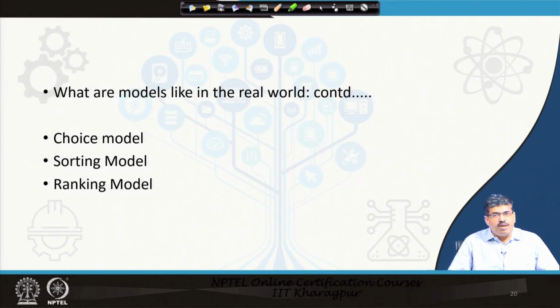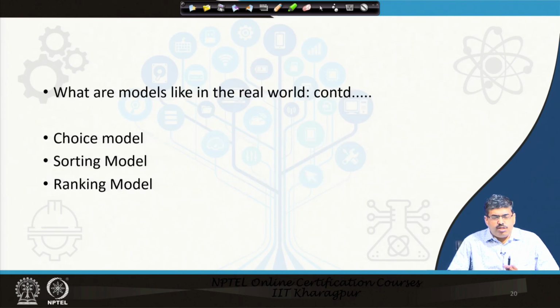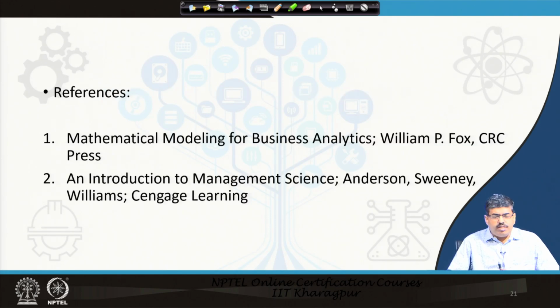Ranking models. How do I rank different attributes? For example, I am buying a toothpaste. There are so many brands available. How do I choose? So, priorities are given. I want fresh breath. I want only Ayurvedic. So, ranking models, choice models. Sometimes some sorting has to be done based on different situations. So, sorting models, we will come to these later on. So, models in the real world are like this. These are the references for today's class.